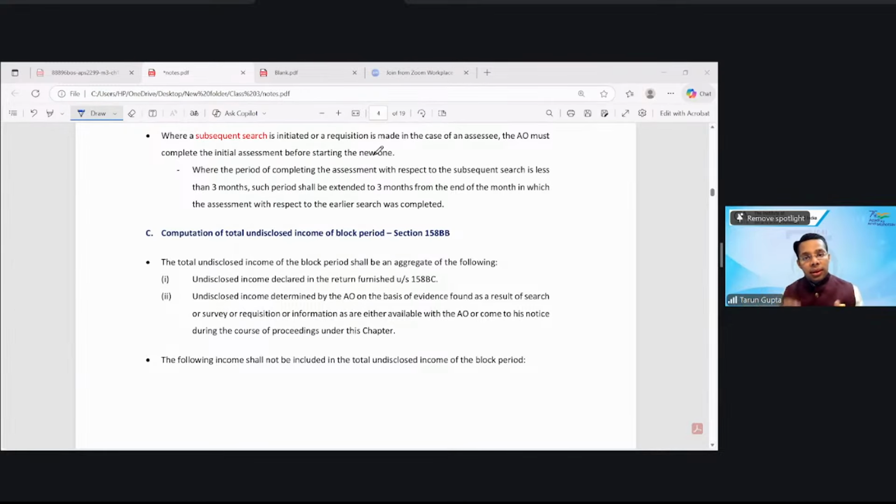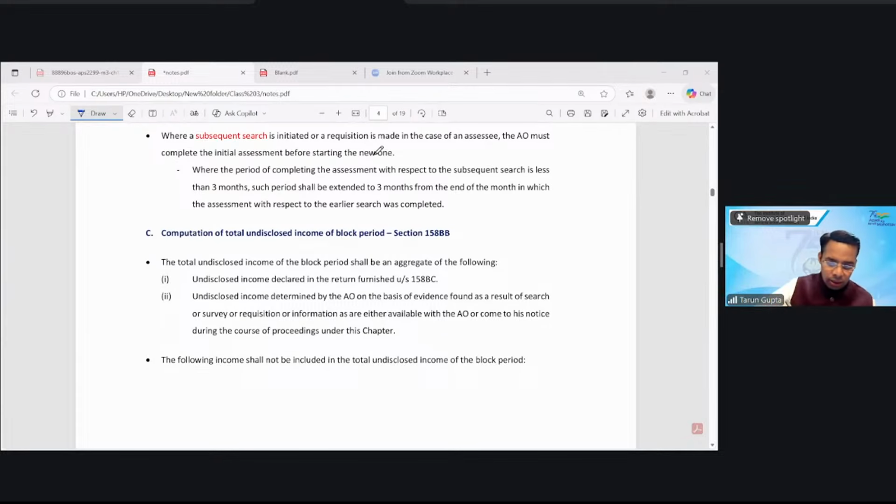So by asking the assessee to furnish return of income, the department is giving another opportunity to the assessee to disclose his undisclosed income. See, the search has already happened. Department has all the record. Department can compute the undisclosed income. But before doing that, another opportunity is being given to the assessee to come clean, to show the undisclosed income which you have not shown earlier.